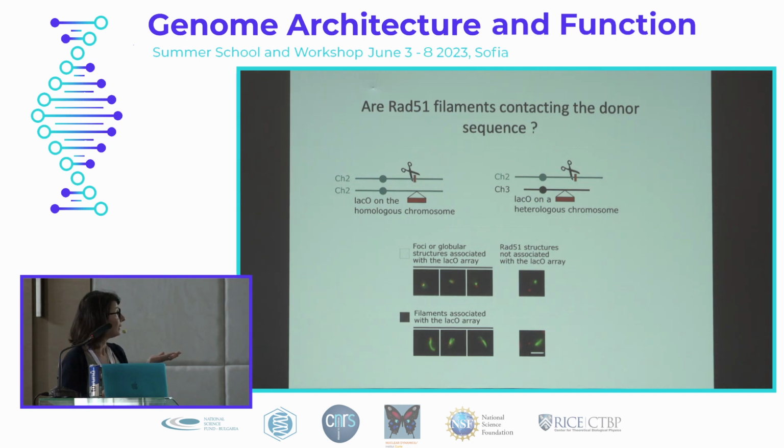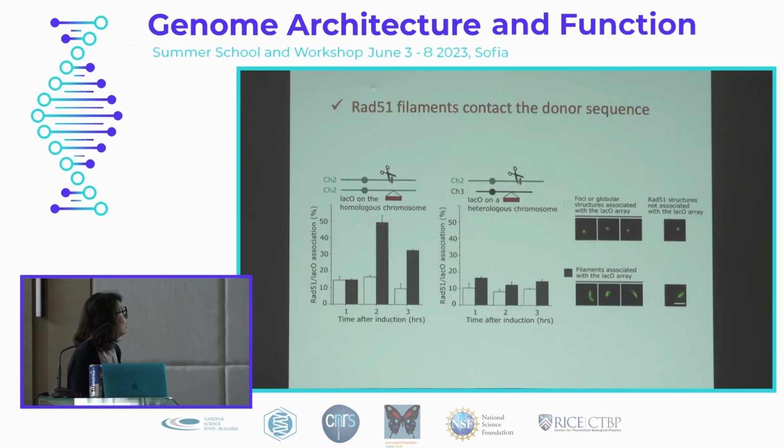So here we are in a diploid cell, so we have a homologous chromosome that is a perfect donor. We put a tag on it to be able to visualize the filament together with a donor sequence in the same cell and see whether the filament can contact the donor. As a control, we put a tag on another chromosome that doesn't have any homology. And we quantified the frequency of the filament contacting the locus versus the frequency of the focus contacting the donor locus. You can see that by 2 hours, half of the filaments are contacting the donor sequence, and we have no specific contact with the focus.